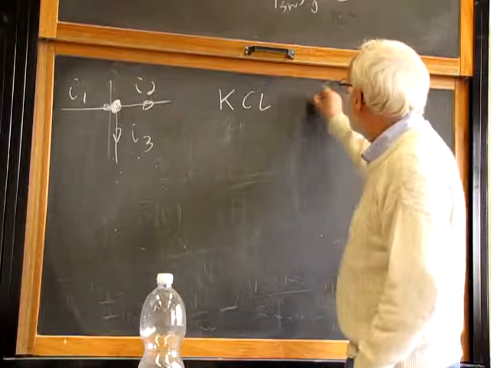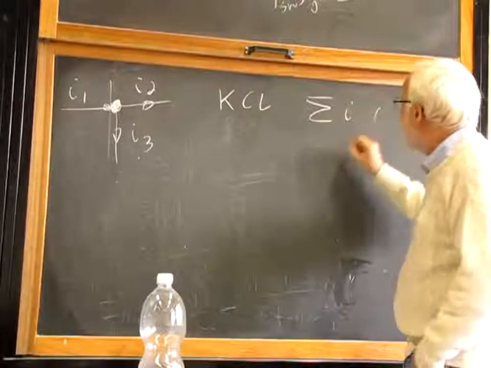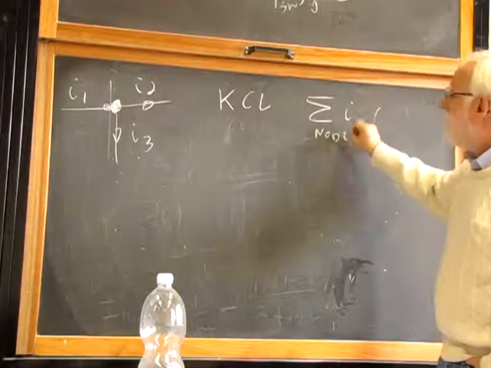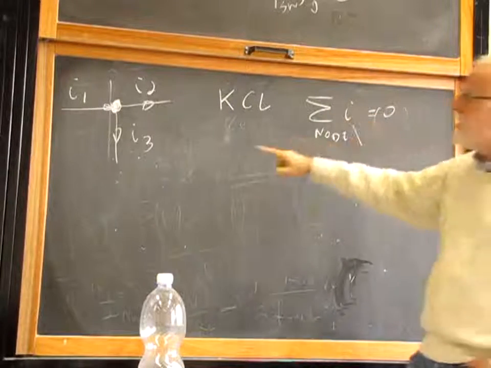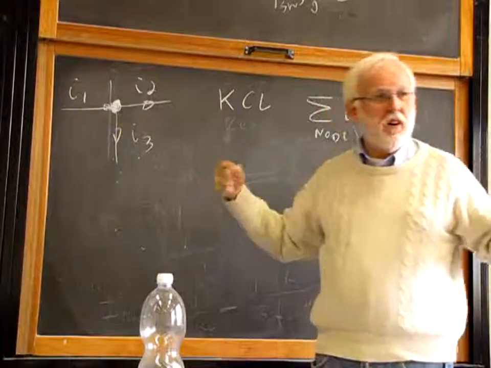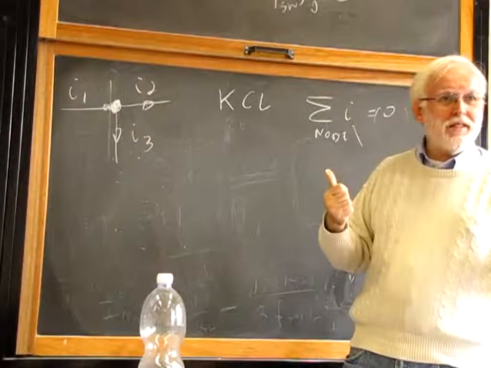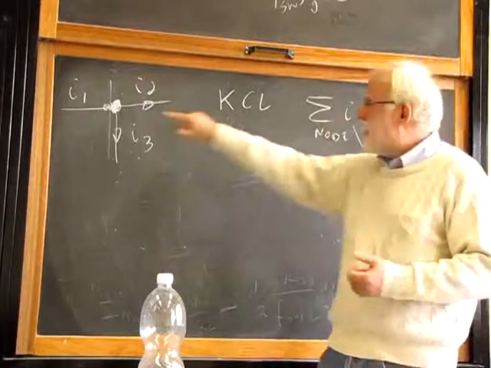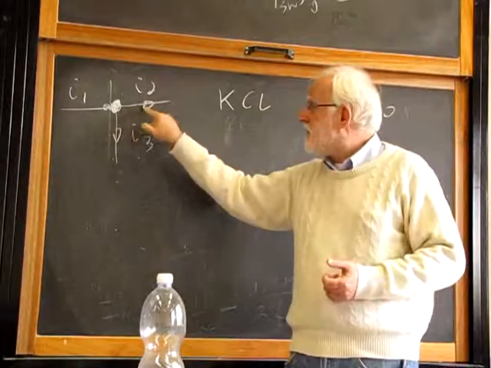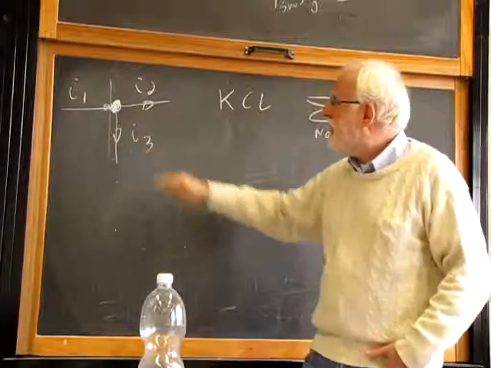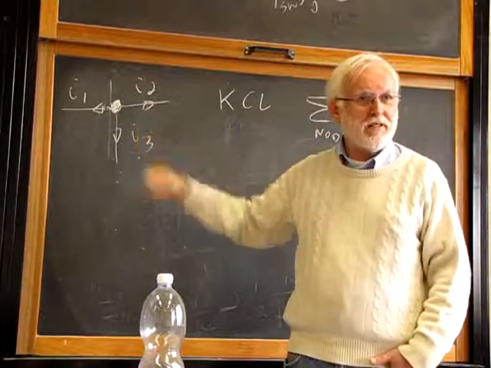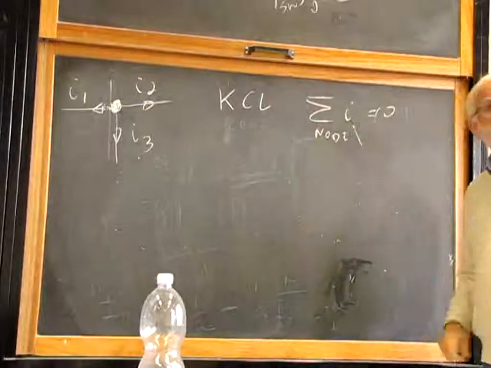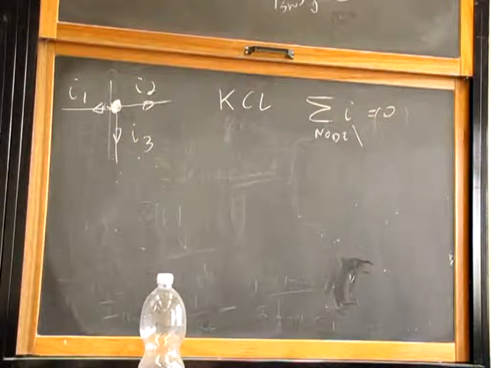KCL tells you that the summation of all currents into a node equals 0. Be careful with the sign, because all currents must be all going into the node or all coming out of the node. This equation is not applying to these current signs. We should put I1 coming out. This is right. What kind of current can you use in this equation? What kind of current can you use in KCL?